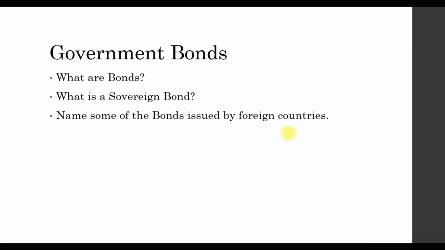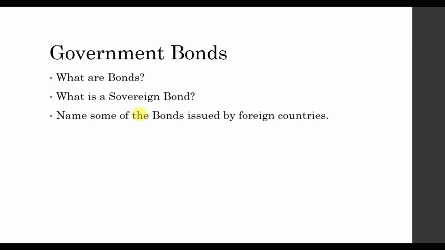Bonds issued by government are also in Indian rupees, which is a government bond. Now, what is a sovereign bond? So bonds issued by Government of India in foreign currencies are called sovereign bonds. Hence, bonds issued by Government of India in US dollars or Japanese yen is called as sovereign bond.